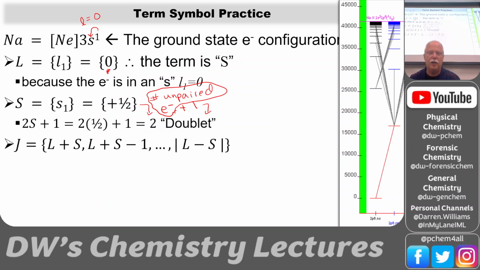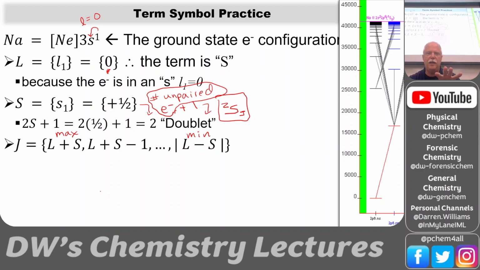So we could write the term right now. We could say this is going to be a doublet S. But we don't know what goes down here in the bottom. We have to figure out what J is. To get that subscript, let's do L plus S down to L minus S. So we have a max value, and we have a minimum value, and then we go in between by integer units.